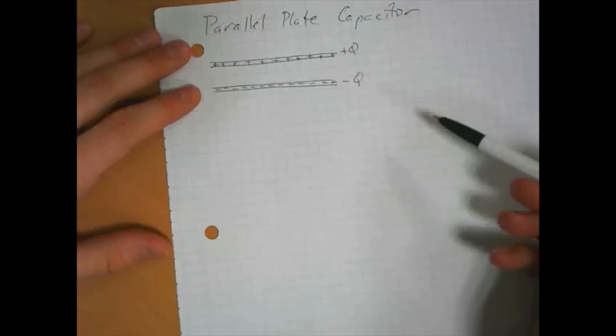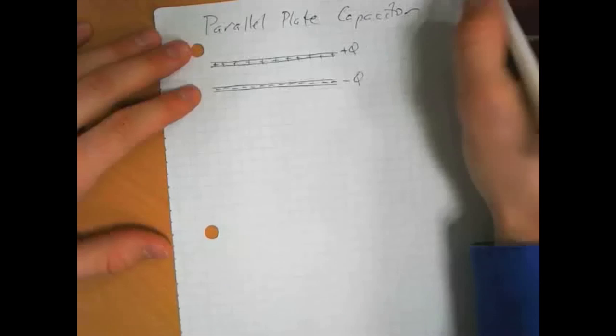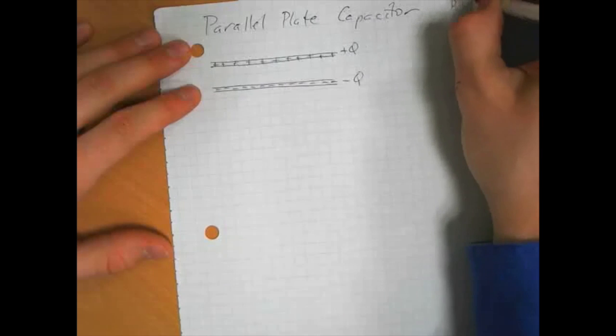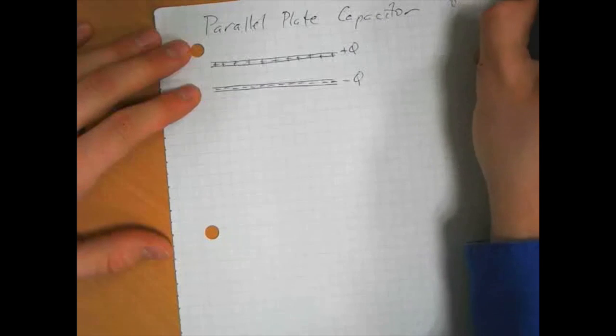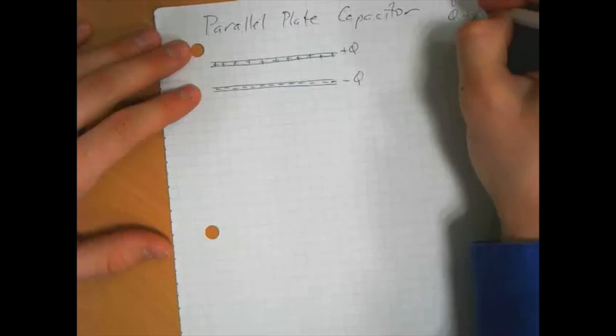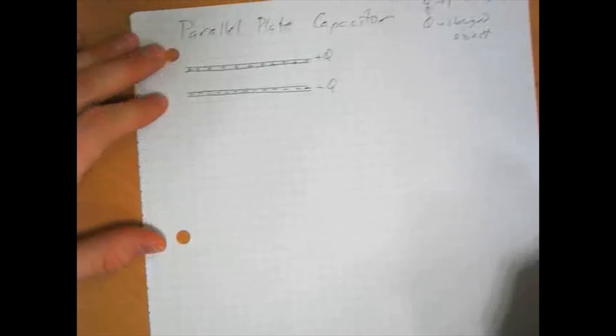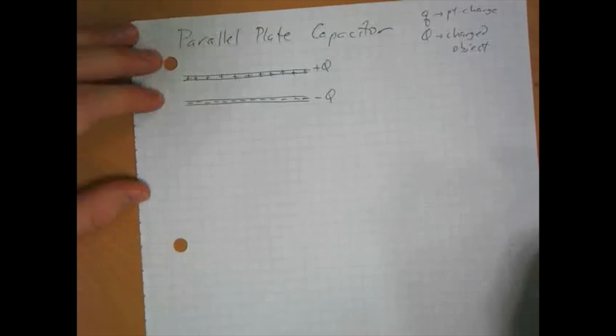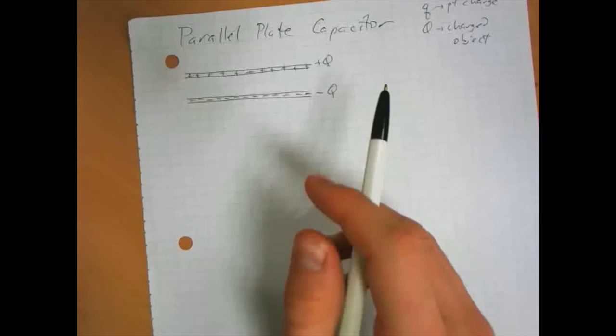Generally, this little side note, generally lowercase q is used for a point charge, and capital Q is used for a charged object, which isn't super important, but it explains why I used a big Q here.